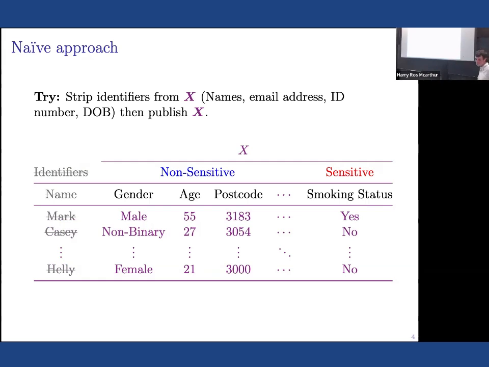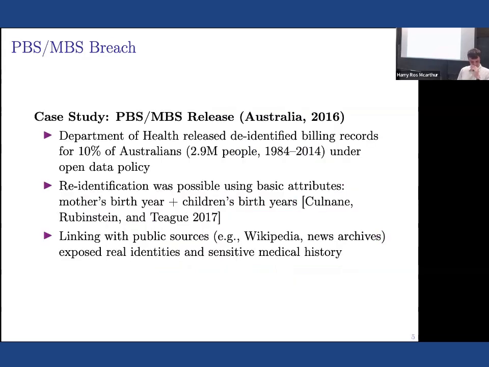You might want to publish this database like this, restricted to these attributes, but this is a bad thing to do. And this is exactly what happened in 2016, where the Australian government released a 10% sample of Pharmaceutical Benefits Scheme and Medicare Benefits Scheme billing records. So these are longitudinal records. Someone gets treated for a cold, three weeks later they get treated for a cold, and four weeks later they have some antibiotics, something like that. So it's 10% of Australians, not the entire database: about 3 million people, and the span of records is 30 years.